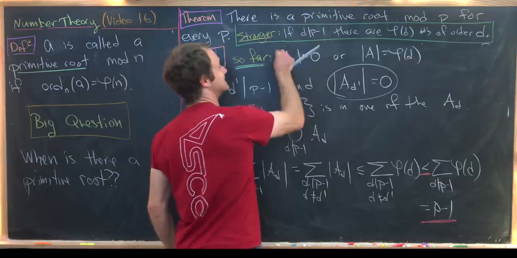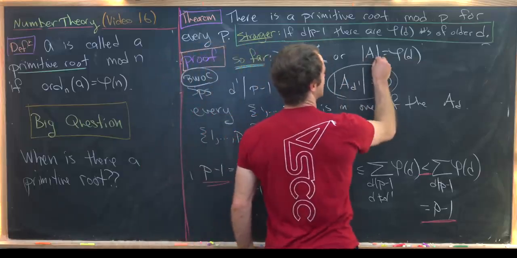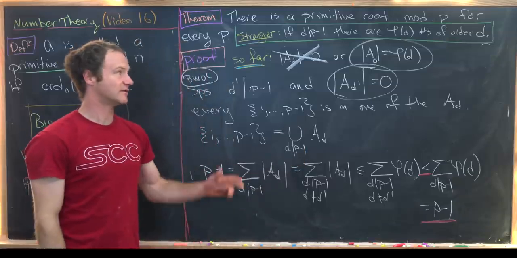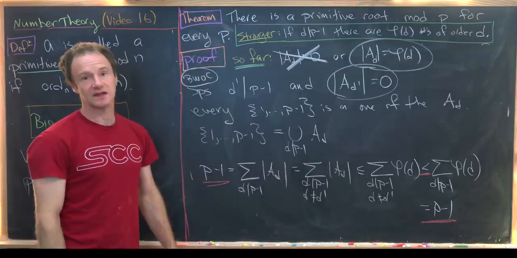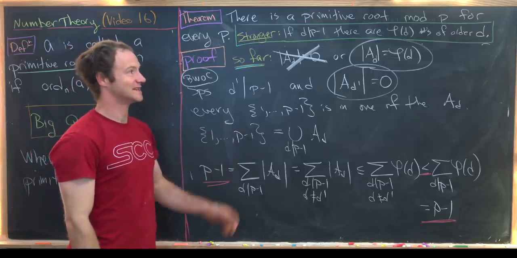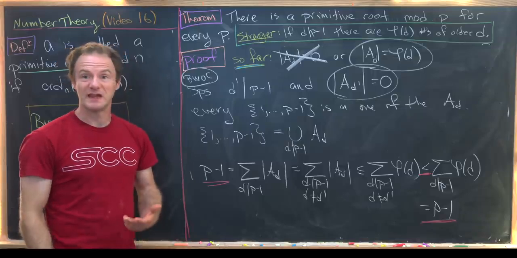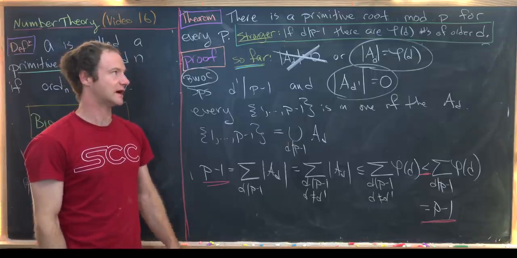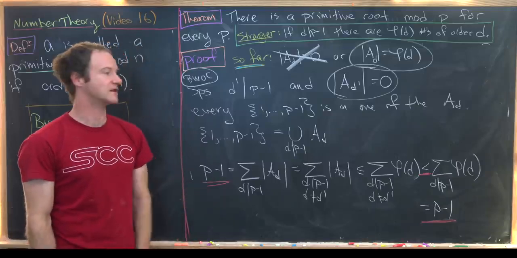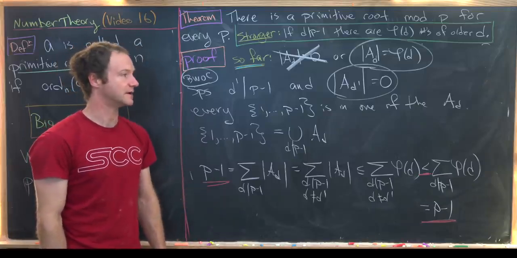So that means that is not a possibility, which means the number of elements of order d is always phi of d. So that includes the number of elements of order p minus 1. That's going to be phi of p minus 1. In other words, there's always a primitive root mod p. In fact, there are phi of p minus 1 primitive roots mod p.